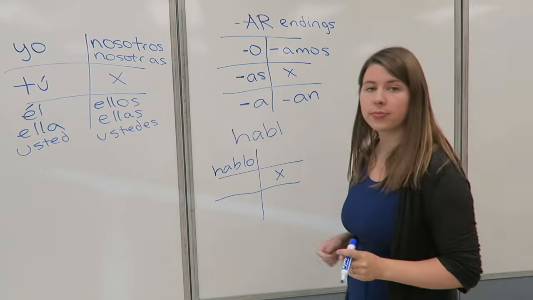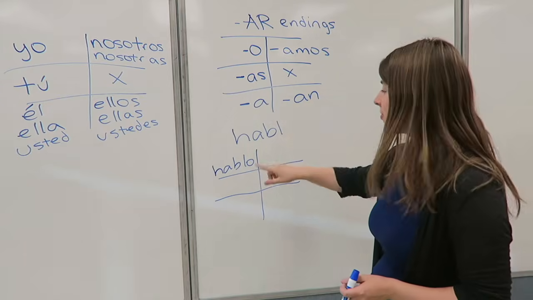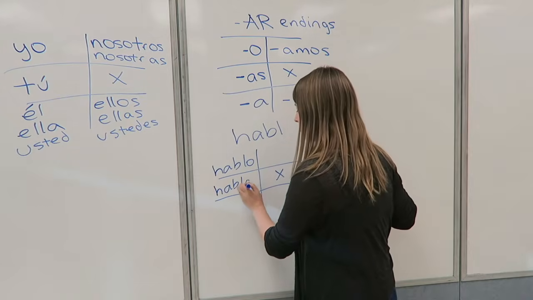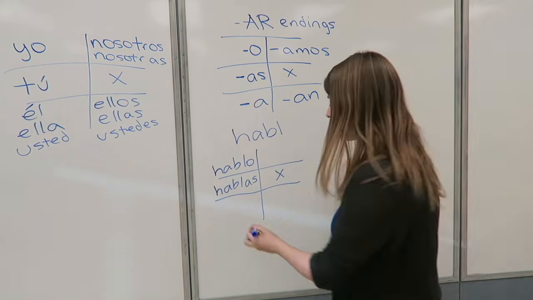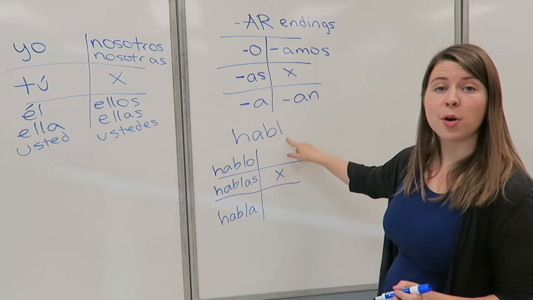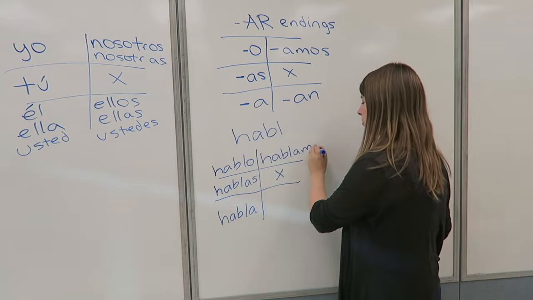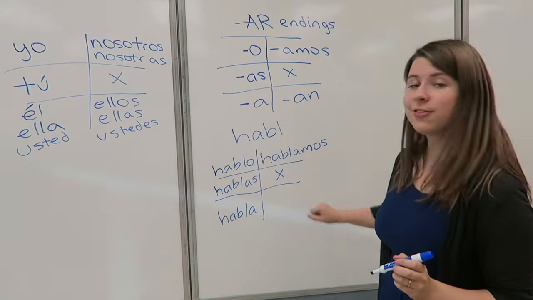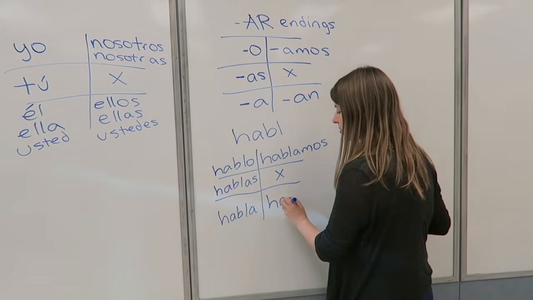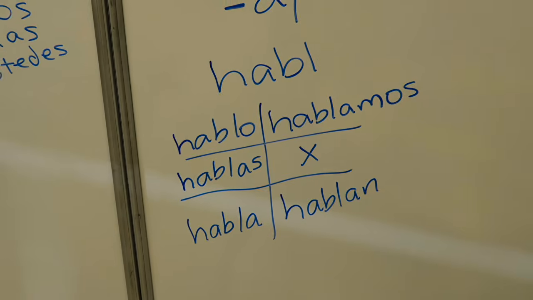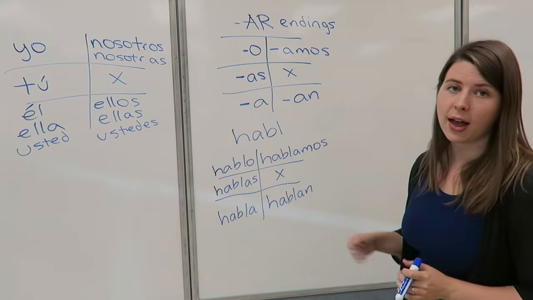So we have hablo. Next up, tú, we're going to add an AS to the end, hablas. Next up, él, ella, usted, habla. Next up, nosotros, we're going to add amos to the end, hablamos. And then finally, let's add hablan. That is the ellos, ellas, ustedes form. We're left with hablo, hablas, habla, hablamos, hablan.